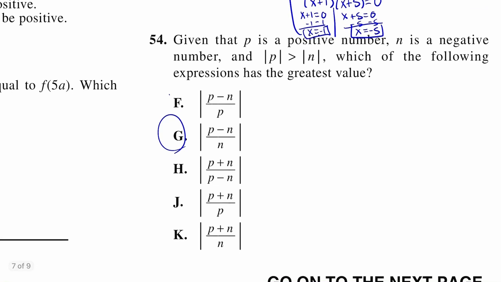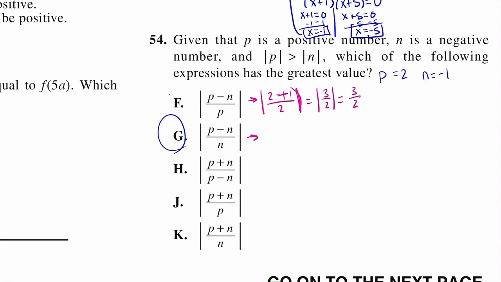And our last one. Given that P is a positive number, N is a negative number, and P is greater than N, which of the following expressions has the greatest value? So I'm going to go ahead and label P as 2 and N is negative 1. Just going to keep this simple, plug these in and see what works out for me. So for this one, let's see, 2 minus negative 1 over 2 is 3 over 2. The absolute value of 3 over 2 is 3 over 2.